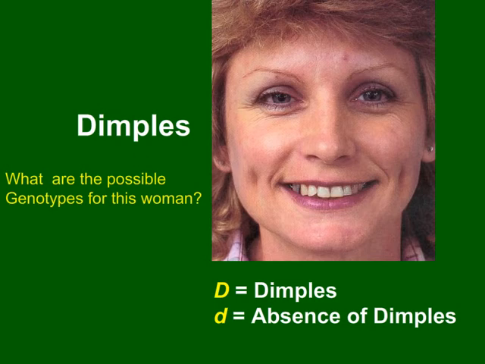And again, dimples is formed by the presence of one or more dominant alleles. So because this woman has dimples, we know that she's either big D, homozygous dominant, or she's big D, little d, heterozygous. Now think about it and take a look in the mirror and ask yourself if you have dimples. If you have dimples, then you are either homozygous dominant or heterozygous. If you don't have dimples, it means you're homozygous recessive. That is little d, little d.